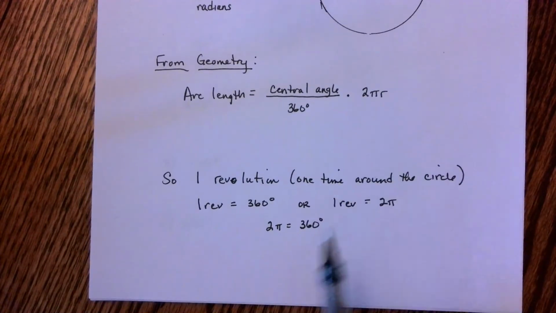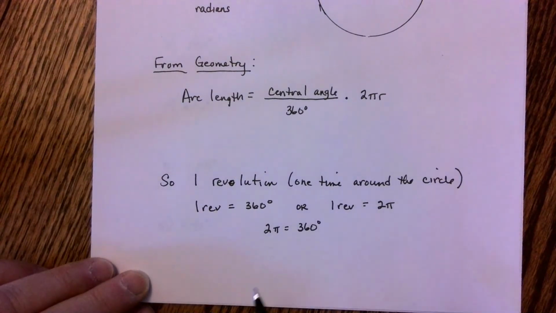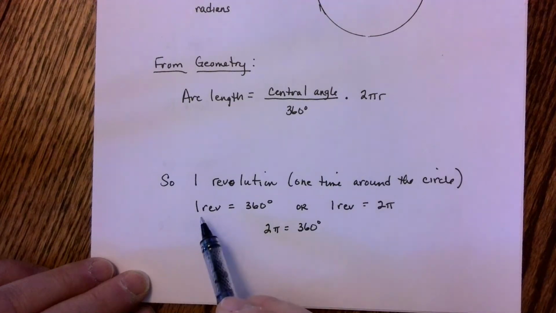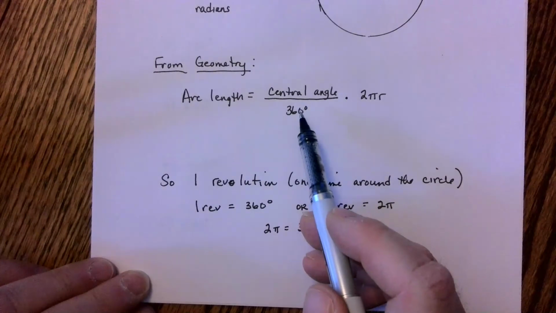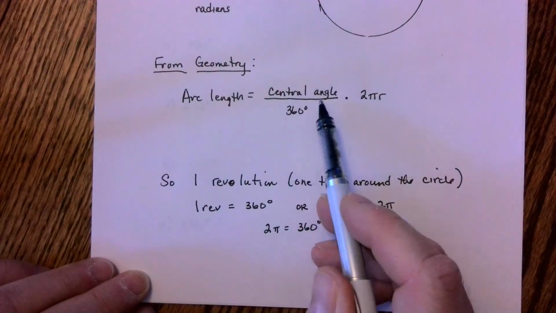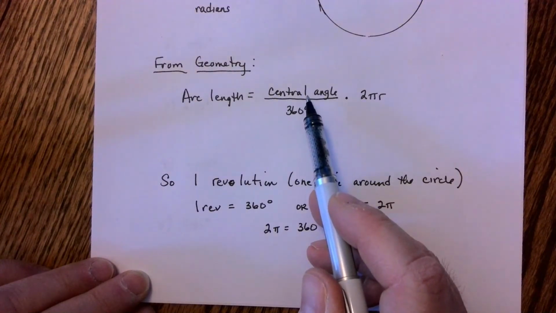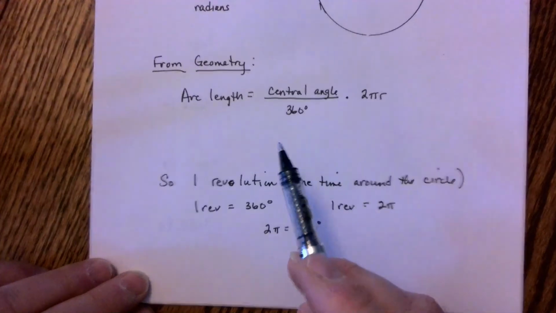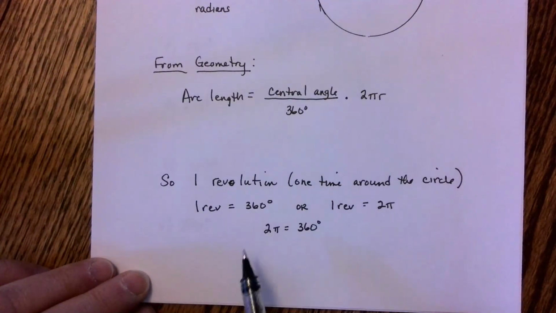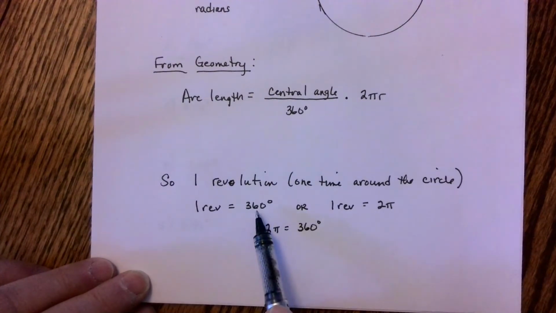So what's new here? 1 revolution, what's a revolution? It's 1 time around the circle. What does that equal? If you go back to your geometry days, 1 revolution is 360 degrees, and that's why your formulas back in geometry had to take whatever angle you had, whether it was 30 degrees or 60 degrees or 90 degrees, and divide that by 360 so that you could find out what piece of the circle you had. But one revolution, 1 time around, is equal to 360 degrees.